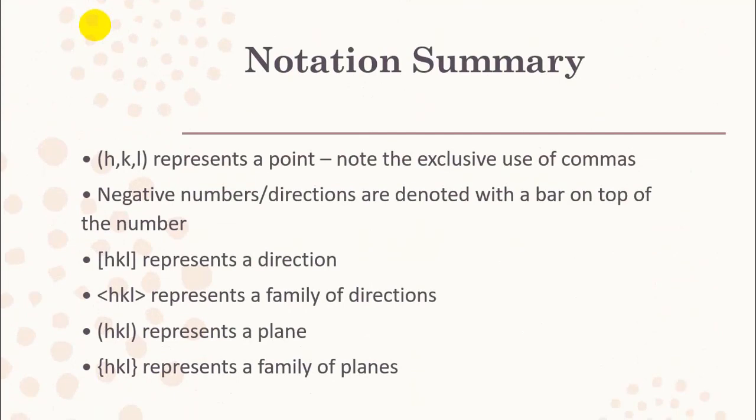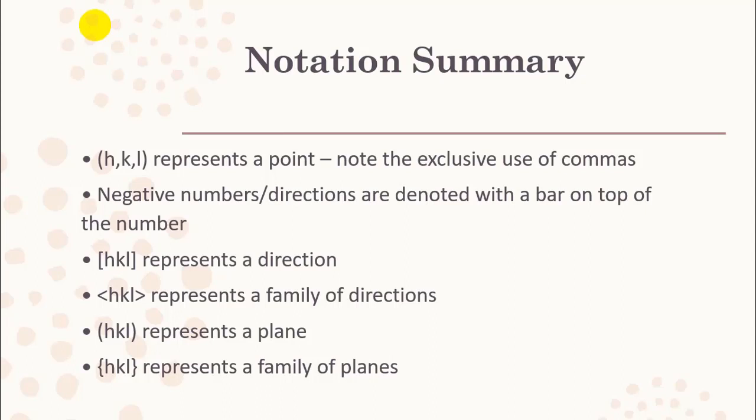Let's see the notation summary for Miller indices. Here we have to add that Miller indices can also represent some points. The h, k, l are three integer values. These integers, enclosed by parentheses and separated by commas, can be a notation system for a site or a point in a lattice. Negative numbers or directions are denoted with a bar on top of the number.